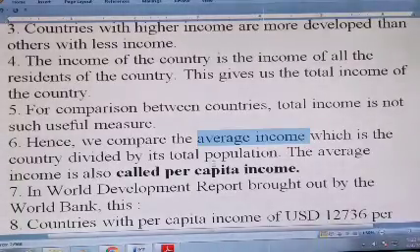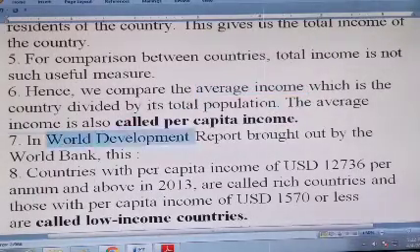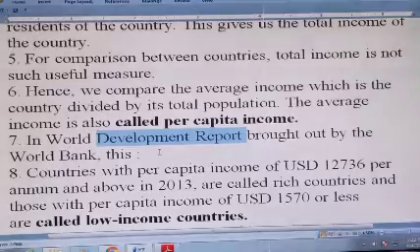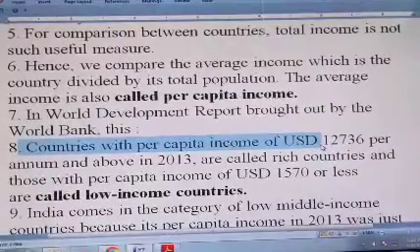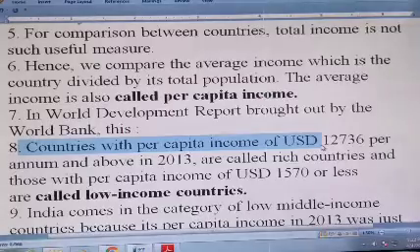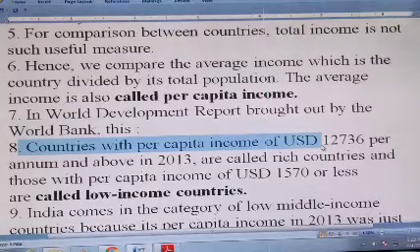According to the report brought out by the World Bank, countries with per capita income of US dollar 12,736 per annum and above in 2013 are called rich countries. Means the countries where the average income was 12,736 per annum were considered rich countries. And the countries where the per capita income is $1,570 or less are called low income countries.